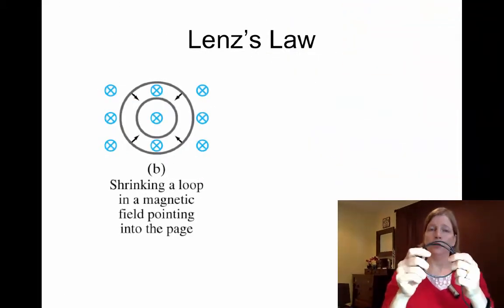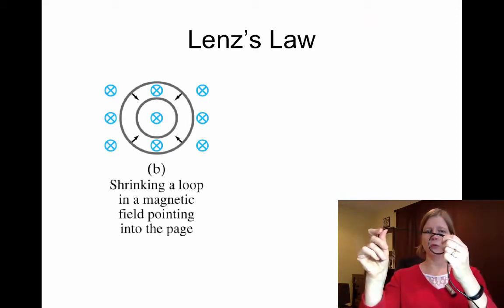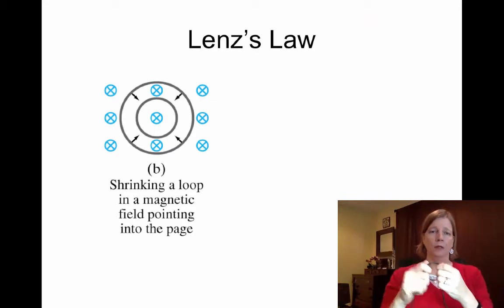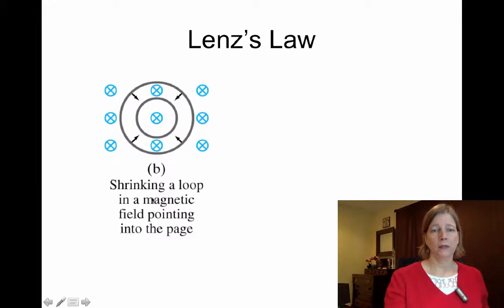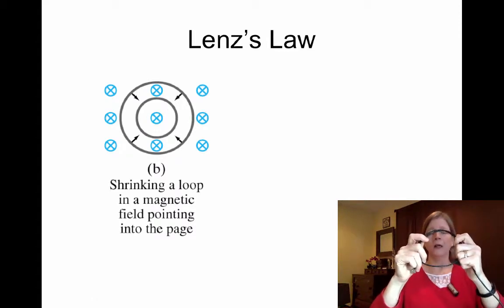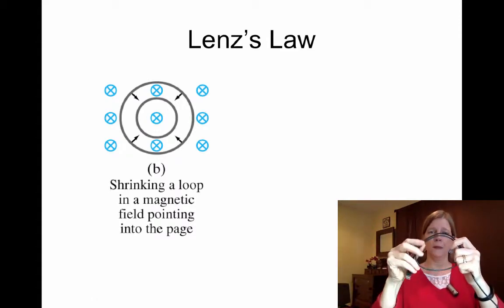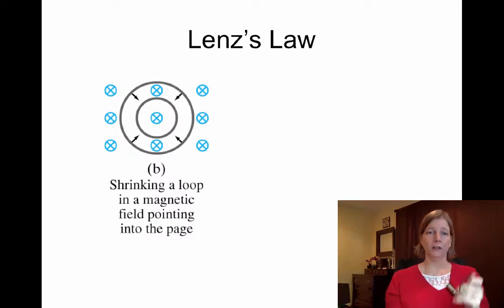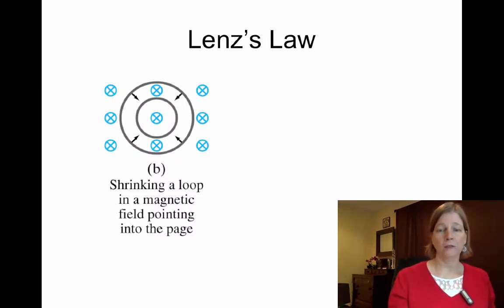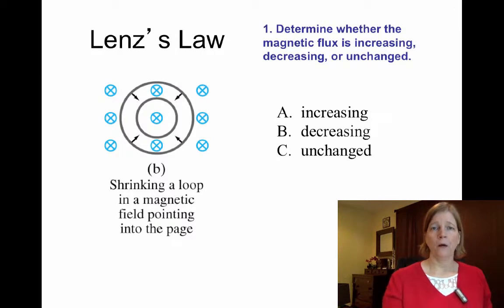In this case, we're going to have a loop of wire and we're going to shrink the size of the loop. A shrinking loop inside a magnetic field, and the direction of the magnetic field is again into the page. So again, here's our loop of wire. Imagine a magnetic field going into the page and we decrease the size of the loop. Do we induce a current, and if so, what's its direction? All right, so we'll go through our 3 steps again.